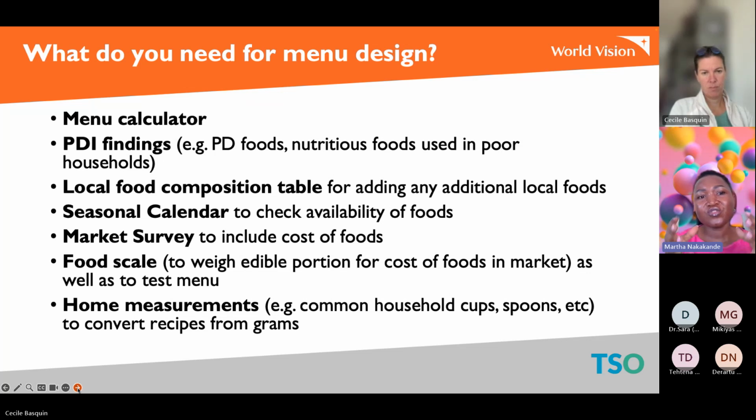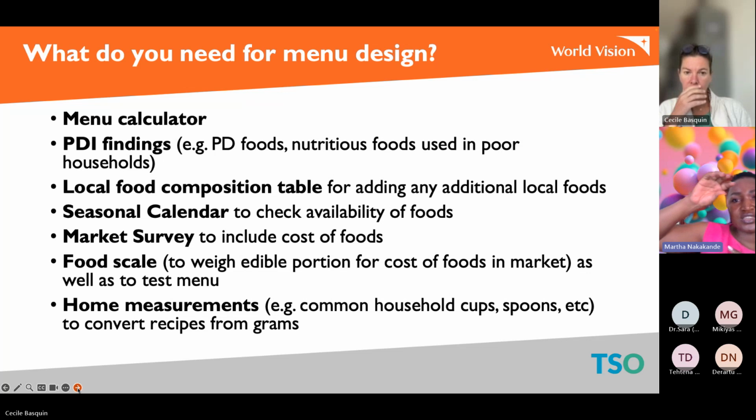When you're designing the menu, you need the calculator, which is what our focus is for today. Ideally, you'd also need the PD Hearth analysis investigation findings, which is really what are the foods that are consumed by this poor household with a healthy child, and what are those foods that are common in all these households. And then you should also have a local food composition table.